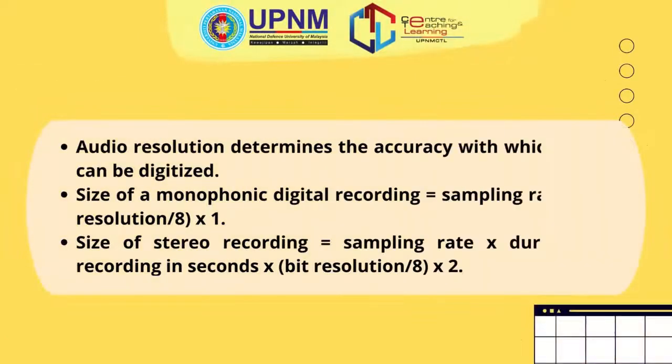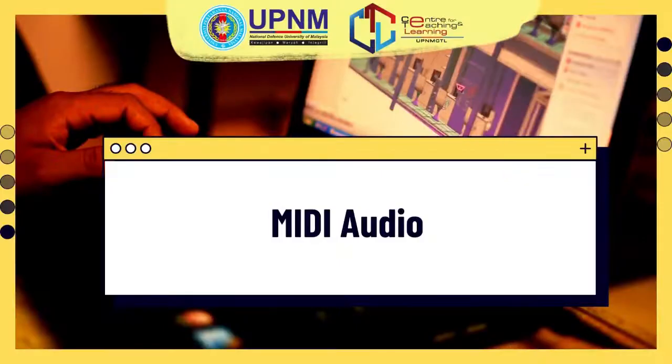Audio resolution determines the accuracy with which sound can be digitized. Size of a monophonic digital recording equals sampling rate times duration of recording in seconds times bit resolution divided by 8 times 1. Size of stereo recording equals sampling rate times duration of recording in seconds times bit resolution divided by 8 times 2.